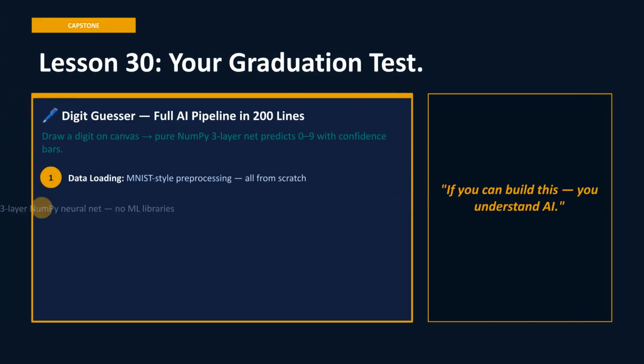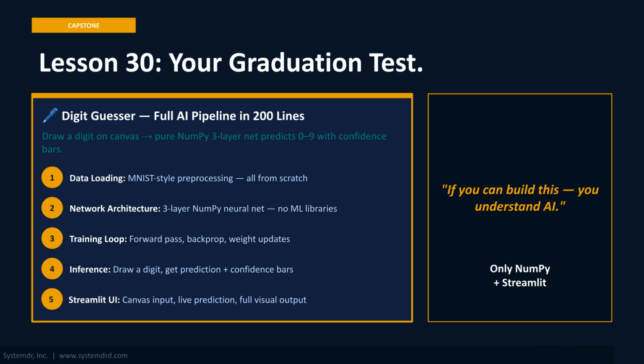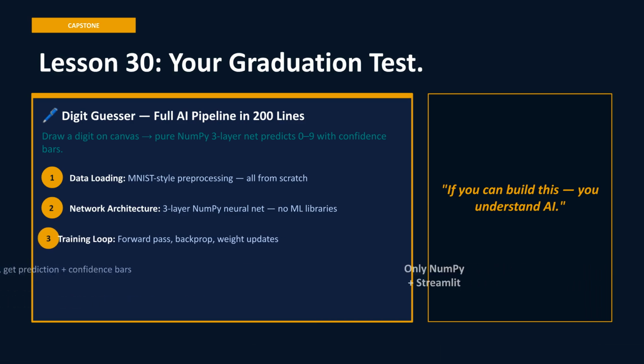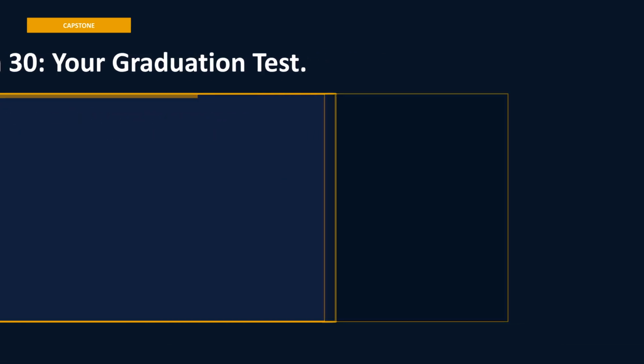Lesson 30 is your graduation test, building a digit guesser, a full AI pipeline in 200 lines. You will handle data loading, network architecture, a training loop, inference, and a Streamlit UI using only NumPy and Streamlit.